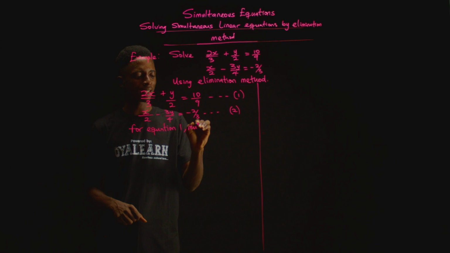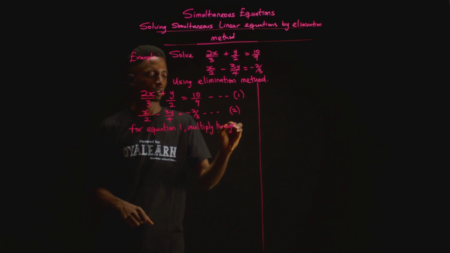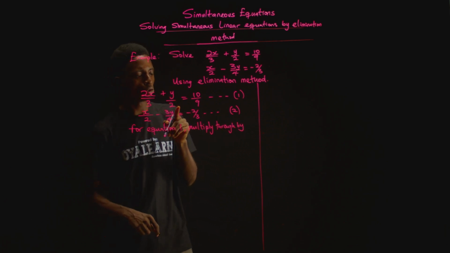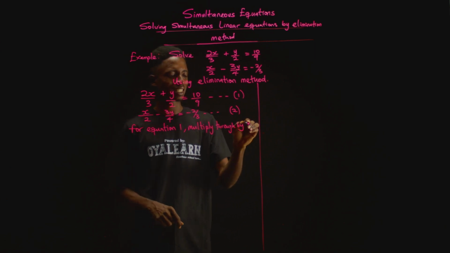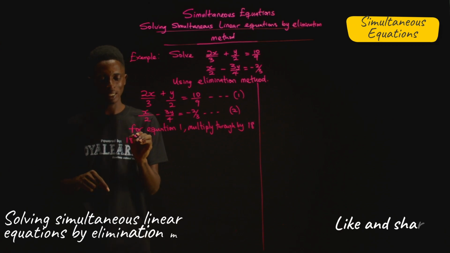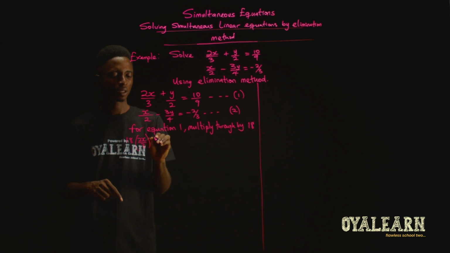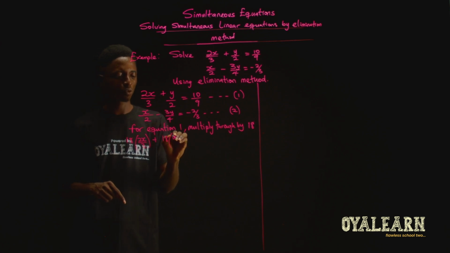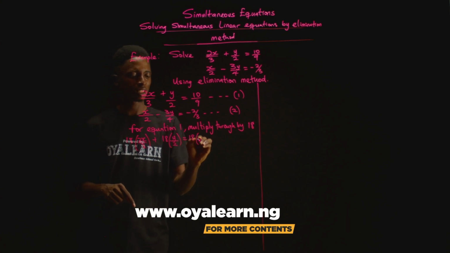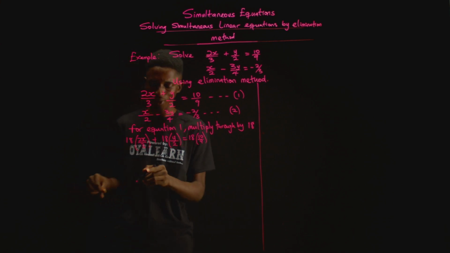we multiply through by, now the LCM of 3, 2, and 9 is 18. So our equation 1 will now become 18 into 2x over 3 plus 18 into y over 2 equals 18 into 10 over 9. Now let's tidy this up.